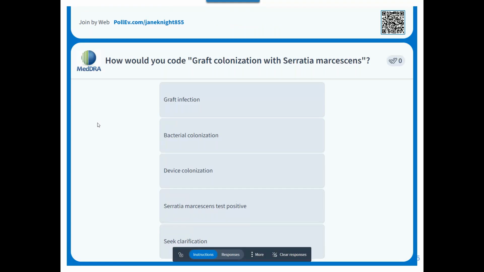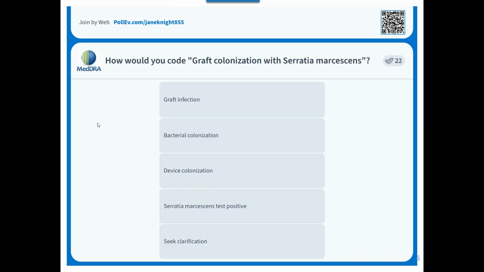How would you code it? I've given you a few suggestions here. Is it a graft infection? Is it bacterial colonization? Is it a device colonization? So is this graft actually maybe a vascular device rather than a transplant? It could be. Is it Serratia marcescens test positive, or would you seek clarification?